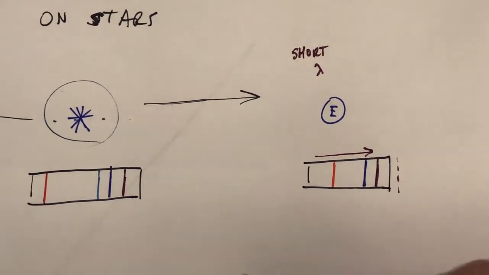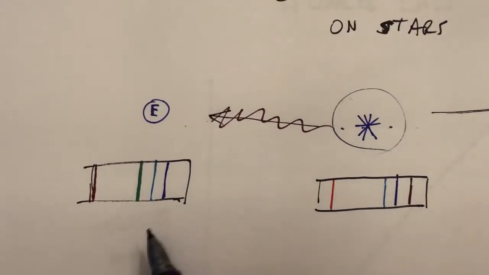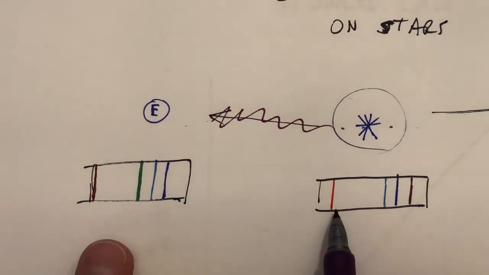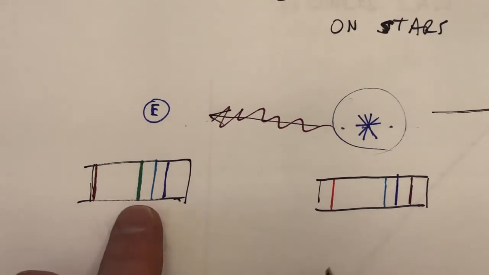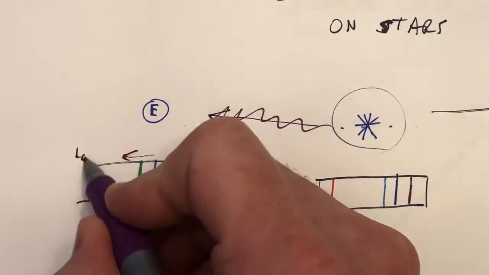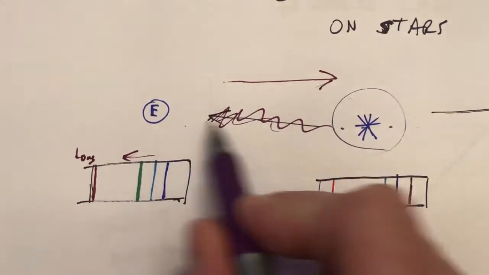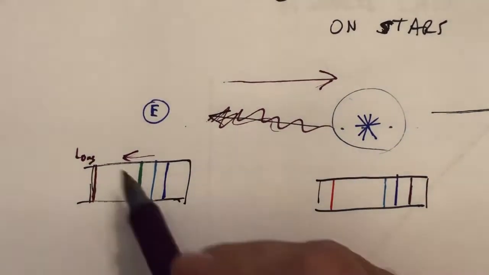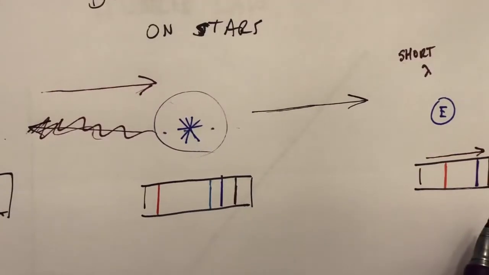What if it's shifted the other way, though? What if it's shifted like this, where the red becomes darker, and the teal becomes green, and the blue becomes teal, and the purple becomes blue? It's all shifted that way a little bit, towards the longer end. That tells me my star must be moving away from us. So, if it's moving away, it'll appear to have a longer wavelength. If it's moving towards us, it'll appear to have a shorter wavelength.